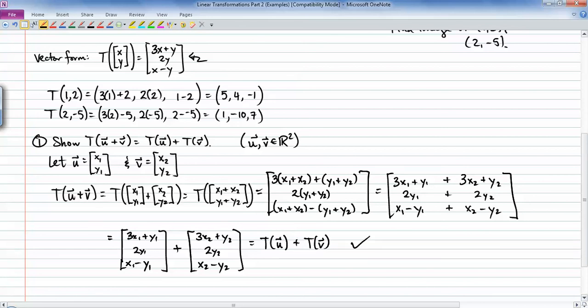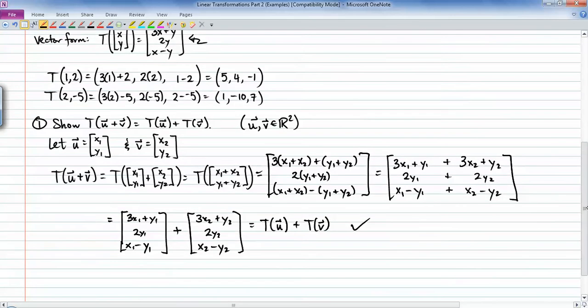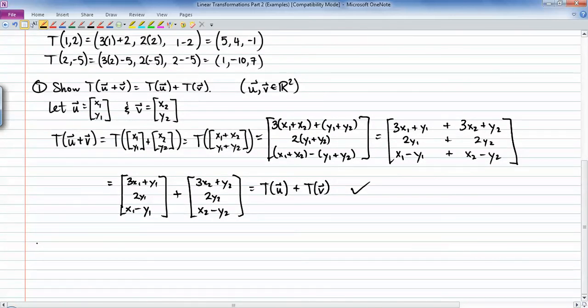So we proved part 1, that T preserves addition. Now we need to prove that T of c times u equals c times T of u. I can just leave the c there, T of u, like that. So show this. We're not assuming it. Let's start with the left side here, T of c times u.